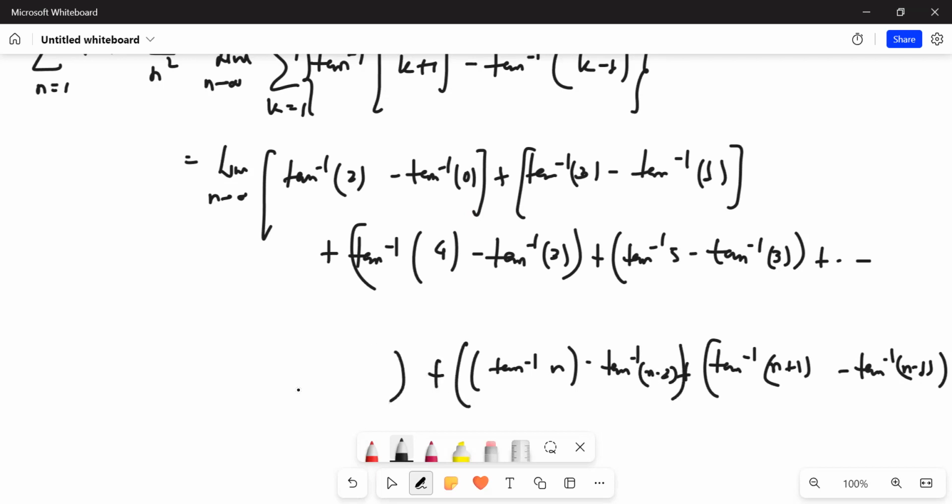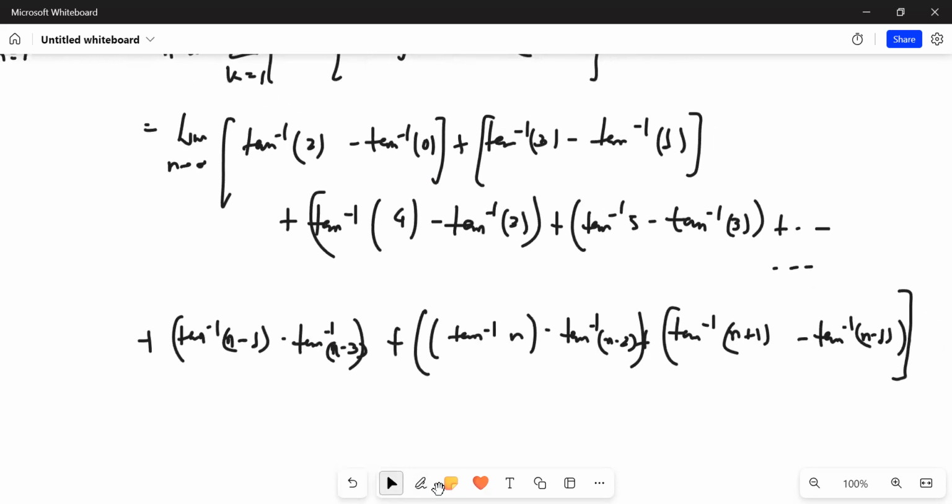Again, place another bracket n minus 2 here, and so on and so forth. Now just observe the cutting pattern. The important thing is observing the cutting pattern carefully. Otherwise, you'll make a mistake.